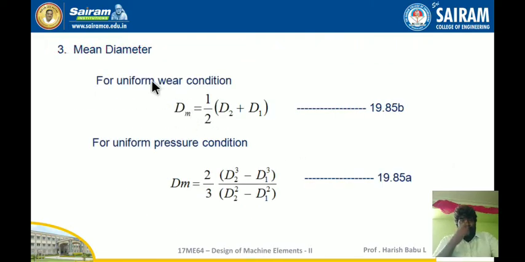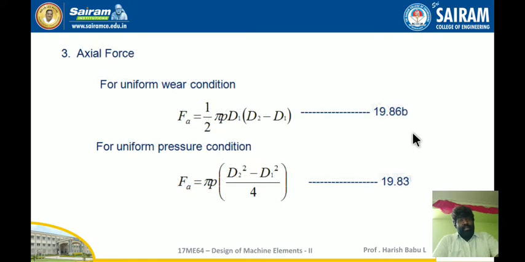Coming to the third step, it will be the mean diameter. The mean diameter depends on two conditions: either it may be a uniform wear condition or a uniform pressure condition. Whenever it is a uniform wear condition, dm, that is the mean diameter, will be given by 1 by 2 (d2 plus d1). For a uniform pressure condition, dm is equal to 2 by 3 (d2 cube minus d1 cube) divided by (d2 square minus d1 square). That equation is 19.85a. The next step, the fourth step, is the axial force that we're going to calculate, again depending on the uniform wear condition and pressure condition. The equations are 19.86b and 19.83.